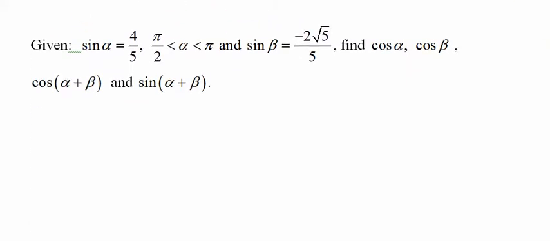So let's mess with you. Given sine of alpha is this. Do this one in red. We are in the second quadrant.